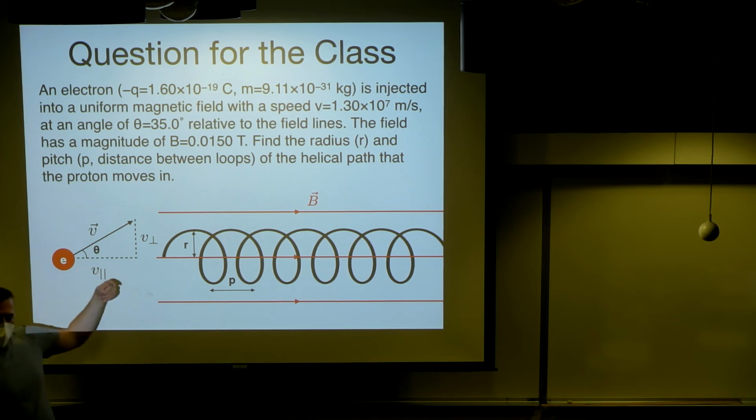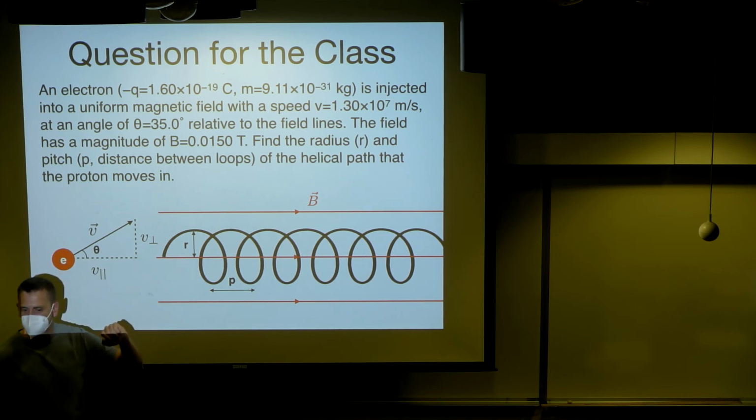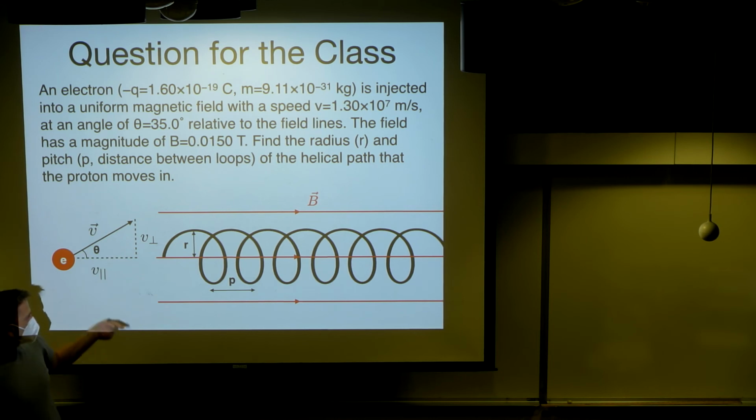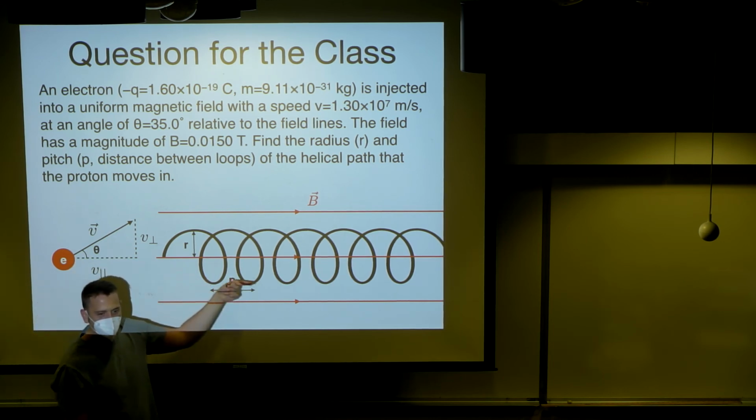Because of the way magnetic forces work, it's qv cross B, if you recall. There's not going to be any force in this direction, right? There's never a force along the B field lines because it's a cross product. So that means this motion is at constant velocity, okay?